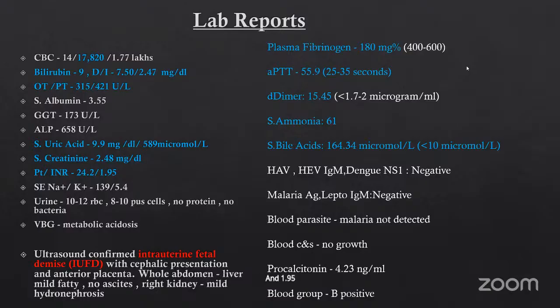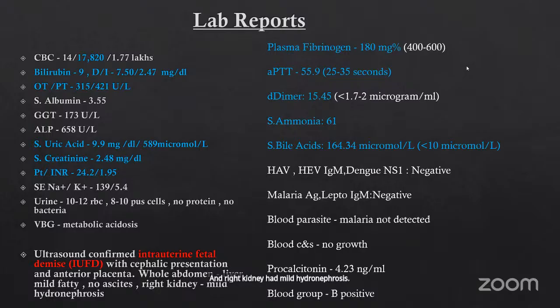Serum electrolytes, sodium and potassium were 139 and 5.4. Urine routine examination revealed 10 to 12 pus cells, RBCs, and 8 to 10 pus cells. No protein, no bacteria. VBG revealed a metabolic acidosis. Ultrasound was done, and it confirmed intrauterine fetal demise with cephalic presentation and anterior placenta. The whole abdomen sonography revealed a mild fatty liver, no ascites, and right kidney had mild hydronephrosis.